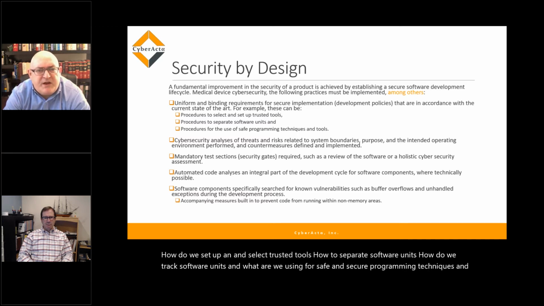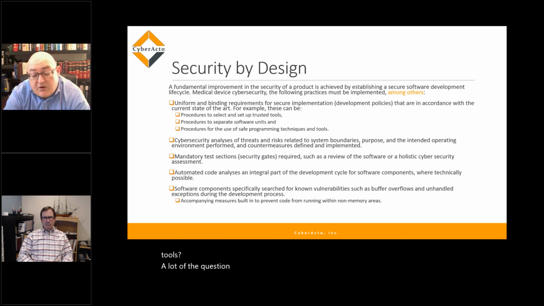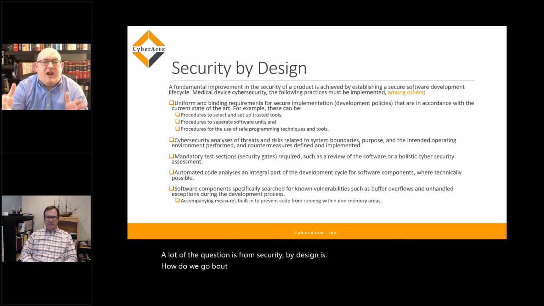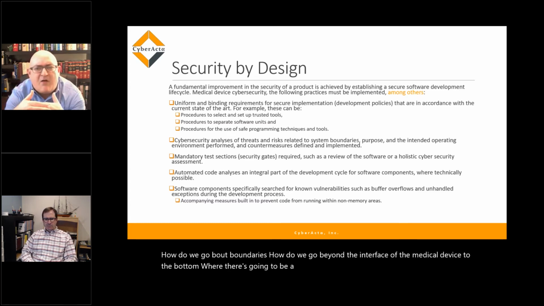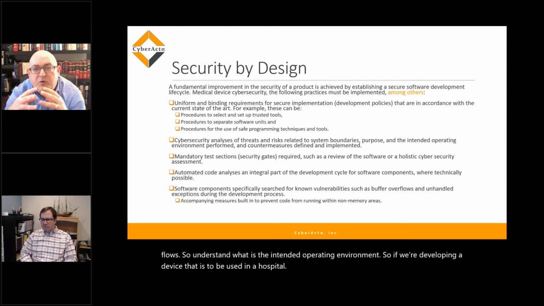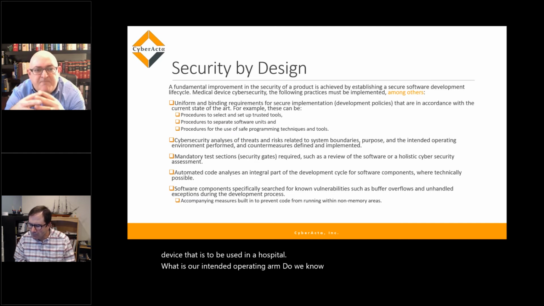A lot of the question from security by design is, how do we go about boundaries? How do we go beyond the interface of the medical device to the body, whether it's going to be a Wi-Fi or how it's connected, how the data flows? And understand what is the intended operating environment. So if we're developing a device that is to be used in a hospital, what is our intended operating environment? Do we know what that is, how we tested that?